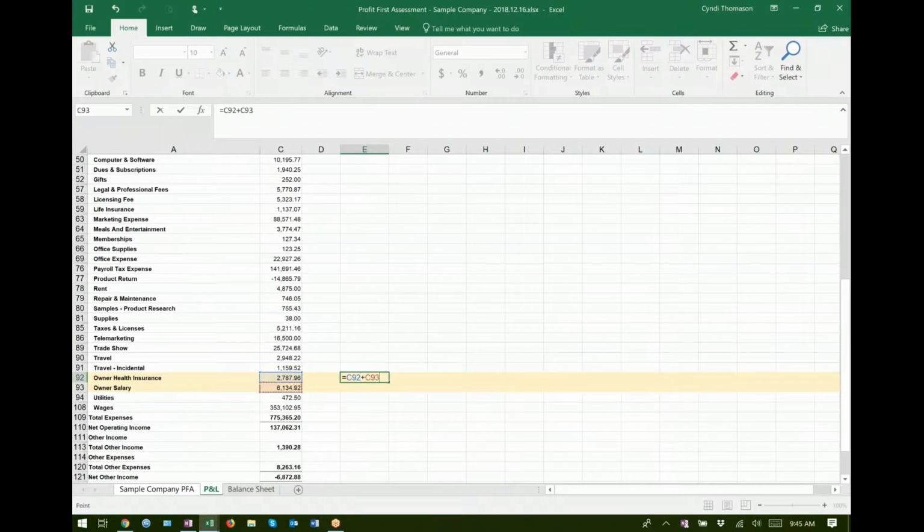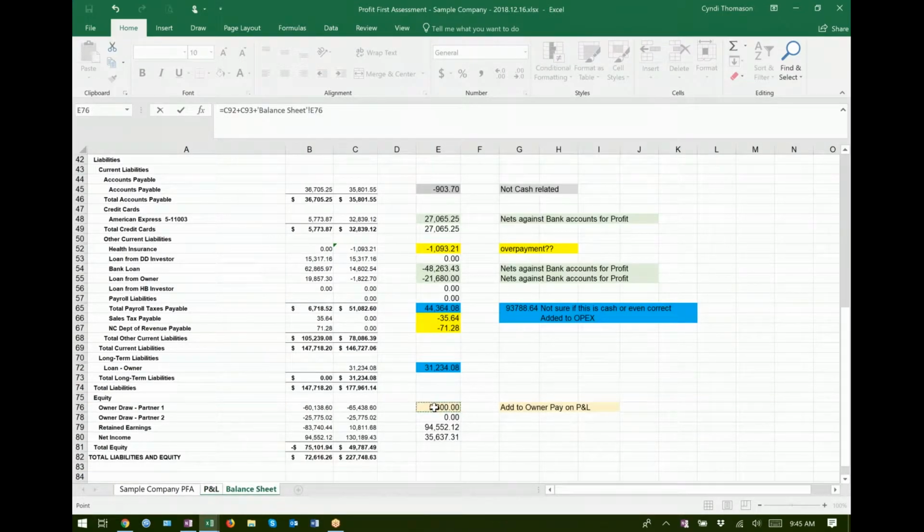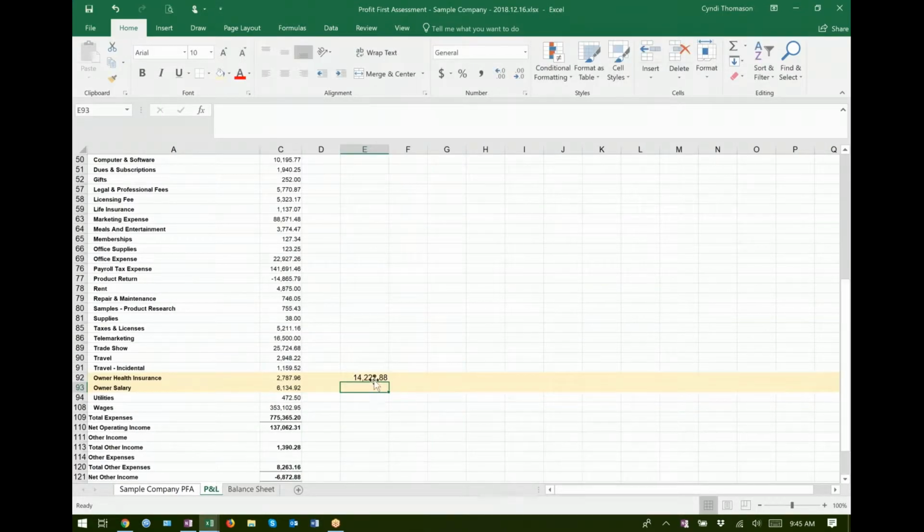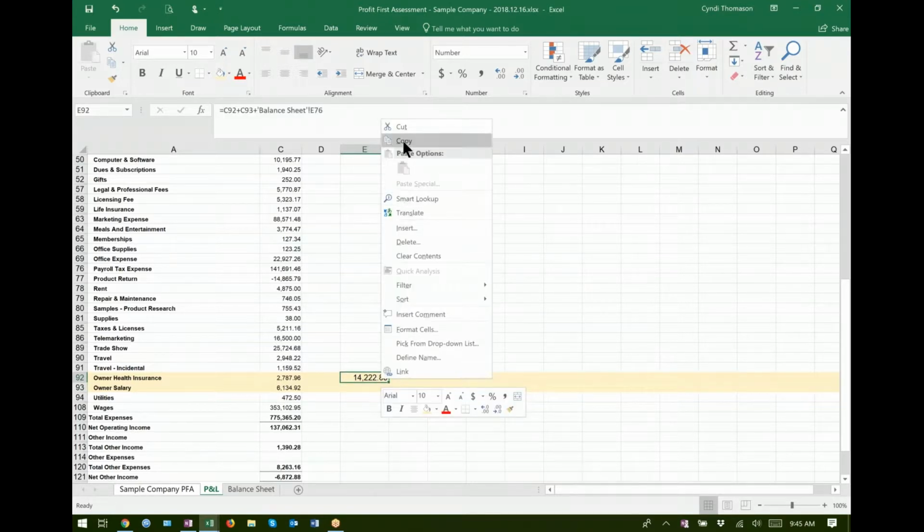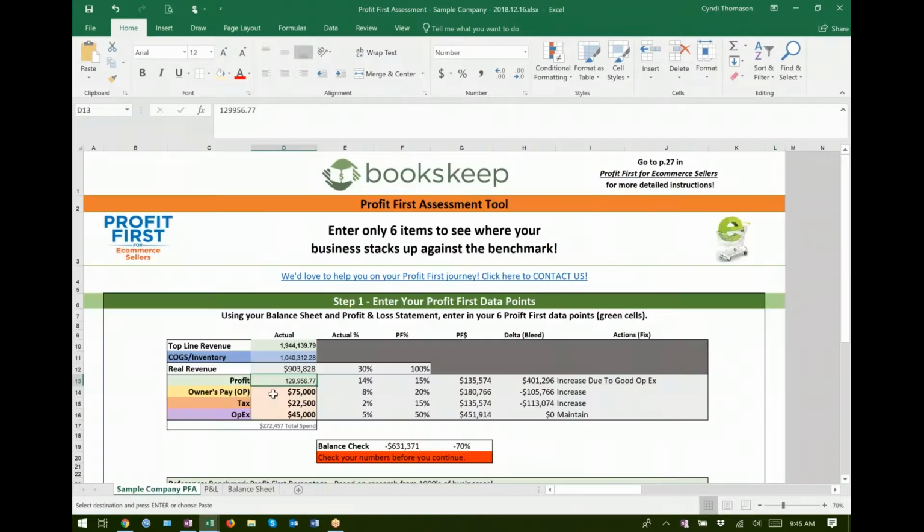So let's just run a quick calculation here. We're going to calculate this health insurance. We're going to calculate this salary. And we're going to pull the information off the balance sheet, this difference column. And that's the amount that we're going to put for owner pay for this client. We'll copy it. We're going to go in here and paste it with the numbers, and that way we can easily see it. Okay, so that's our owner pay.